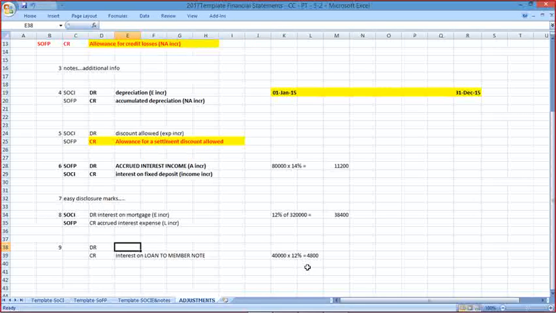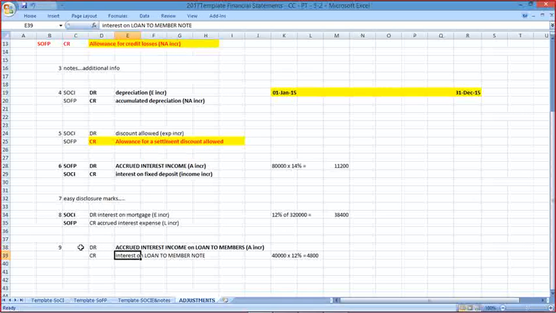Has the interest been received? No. So what do we call interest that has been earned but hasn't been received? Accrued. Yes, accrued interest income. Good. Accrued interest income on the loan to the member.